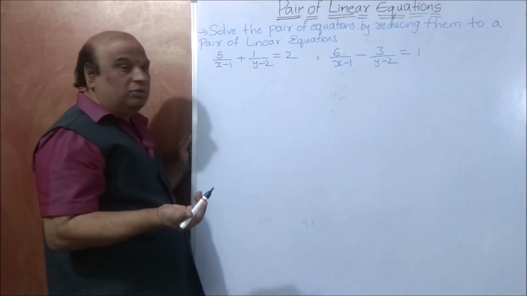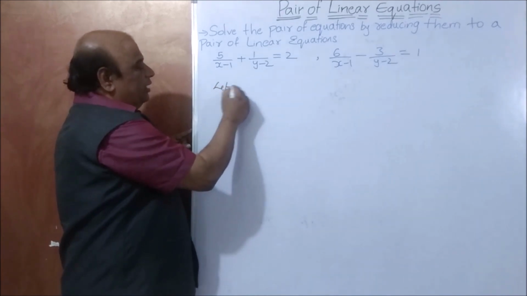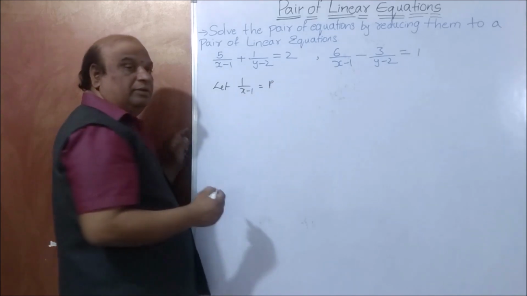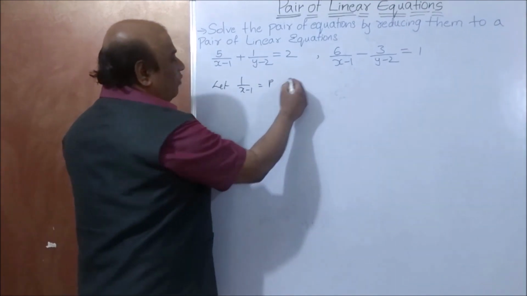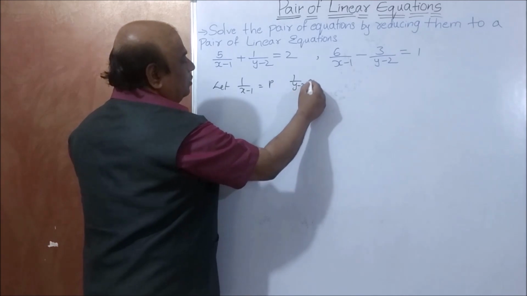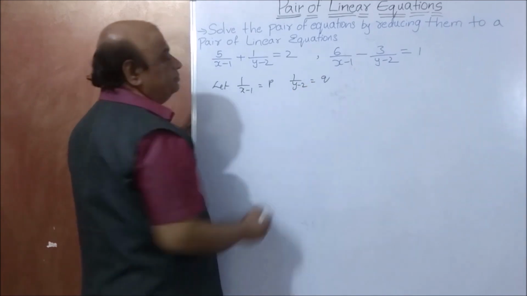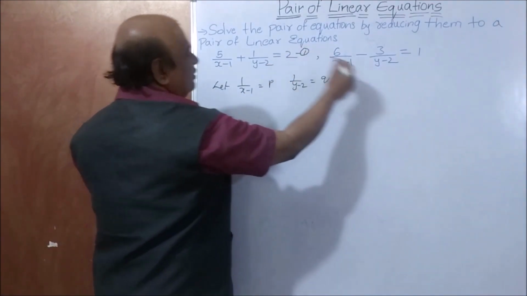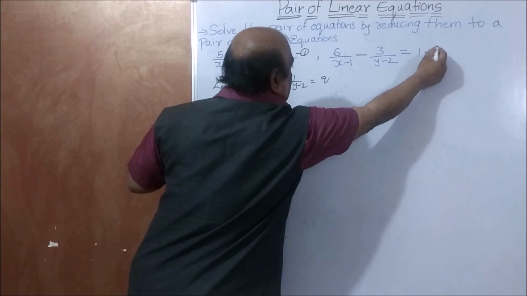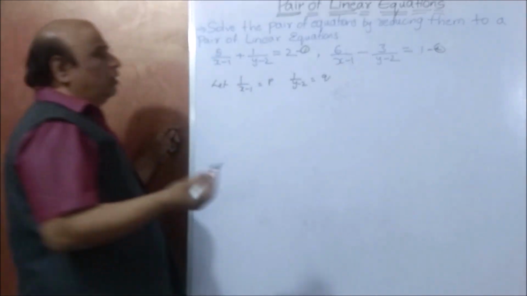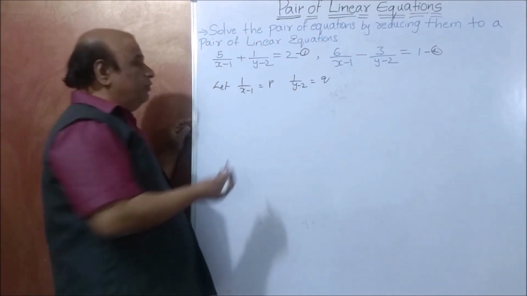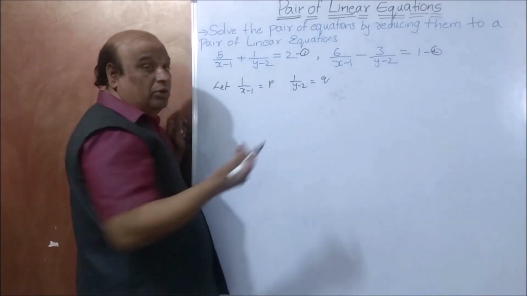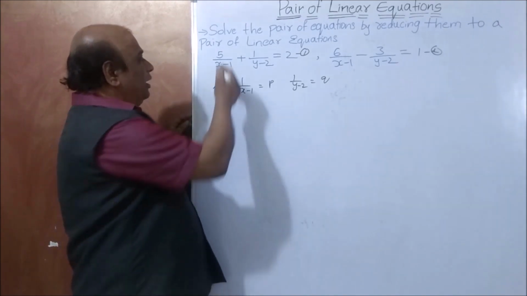How to assume this now? Let 1 by x minus 1 is equal to P and 1 by y minus 2 is equal to Q. So actually this is first equation, given equation. It is equation 2. Now what are the new equations now? When we are assuming 1 by x minus 1 is equal to P, 1 by y minus 2 is equal to Q, what are the new equations now?